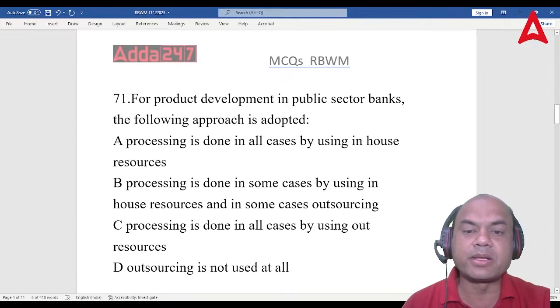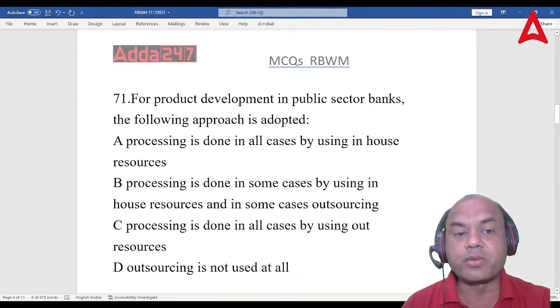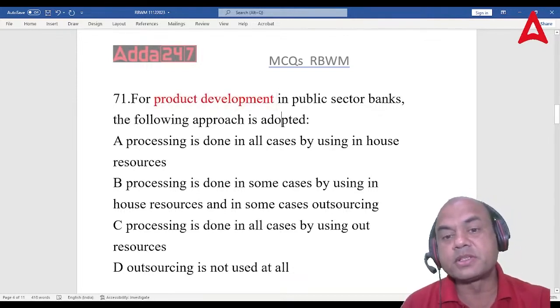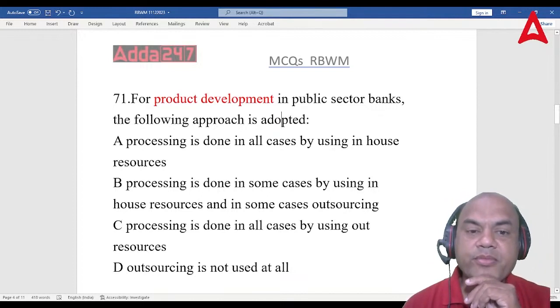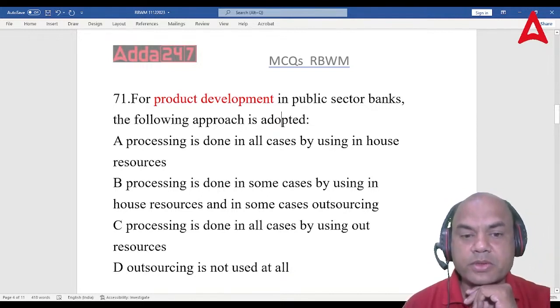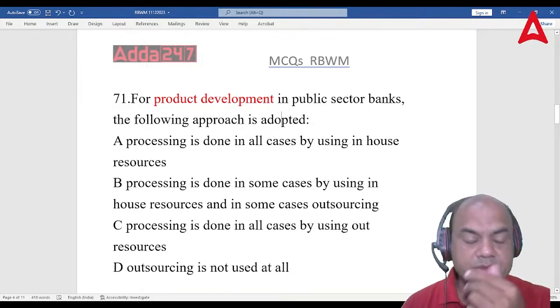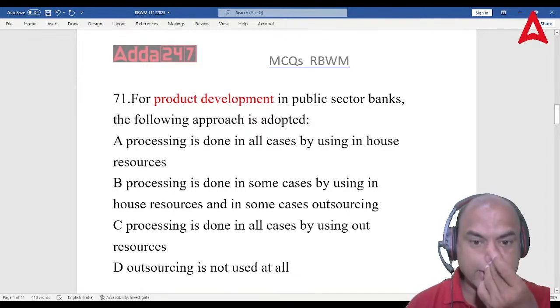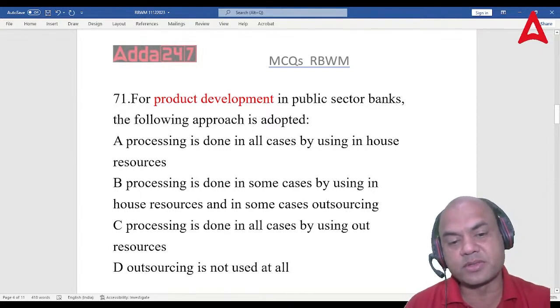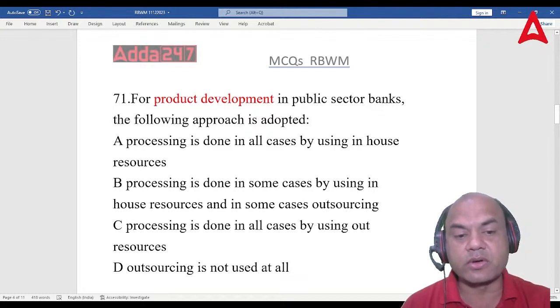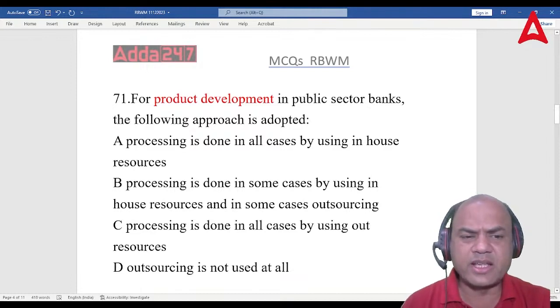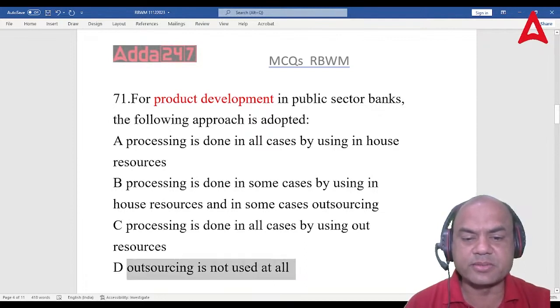For product development in public sector banks, the following approach is adopted. Focus on this word, product development, for developing a new product in PSB. Now they have specifically asked about PSB, public sector bank. So for PSB, what is the approach to be adopted? A: Processing is done in all cases by using in-house resources. B: Processing is done in some cases by using in-house and some outsource. C: Complete outsource. And D: outsourcing is not used at all. So A and D are similar answers. We'll change this because A and D seem to be the same.